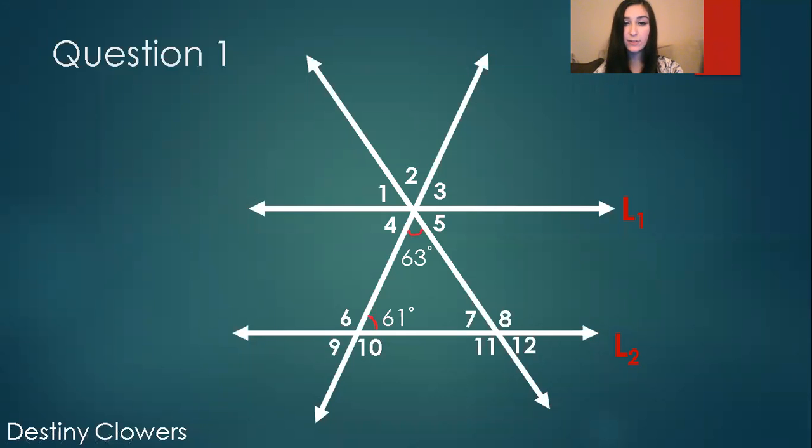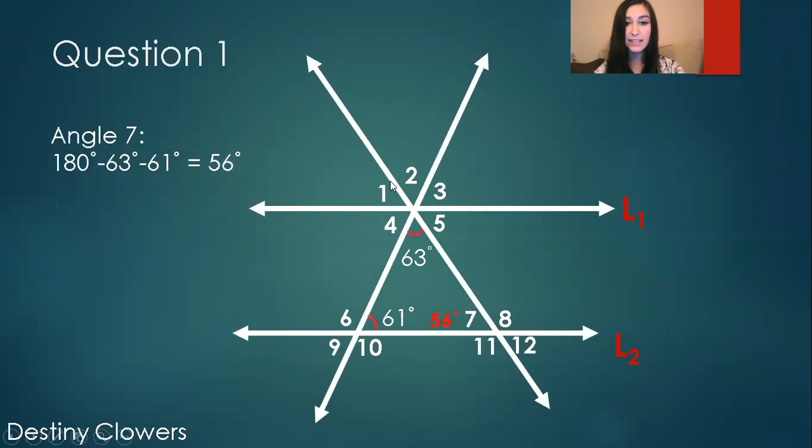So let's use the information that we have to solve for angle 7. The first thing we can do is 180 degrees, because that has to equal the whole triangle, minus 63 degrees minus 61 degrees. And that equals 56 degrees. So that means that angle 7 is going to equal 56 degrees.